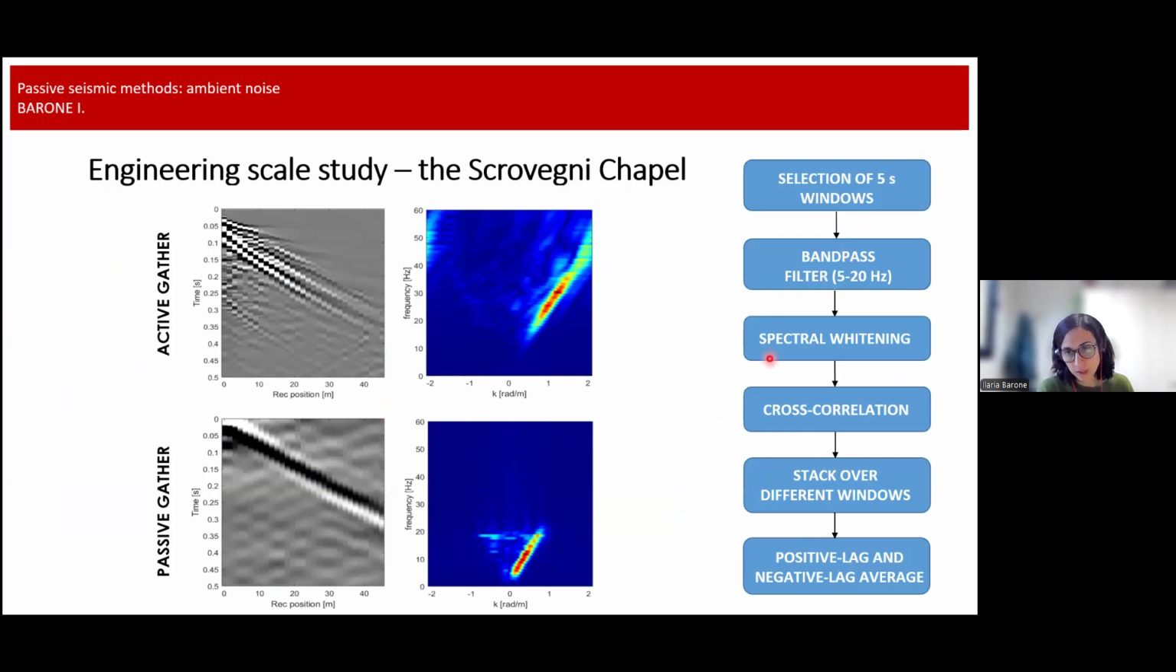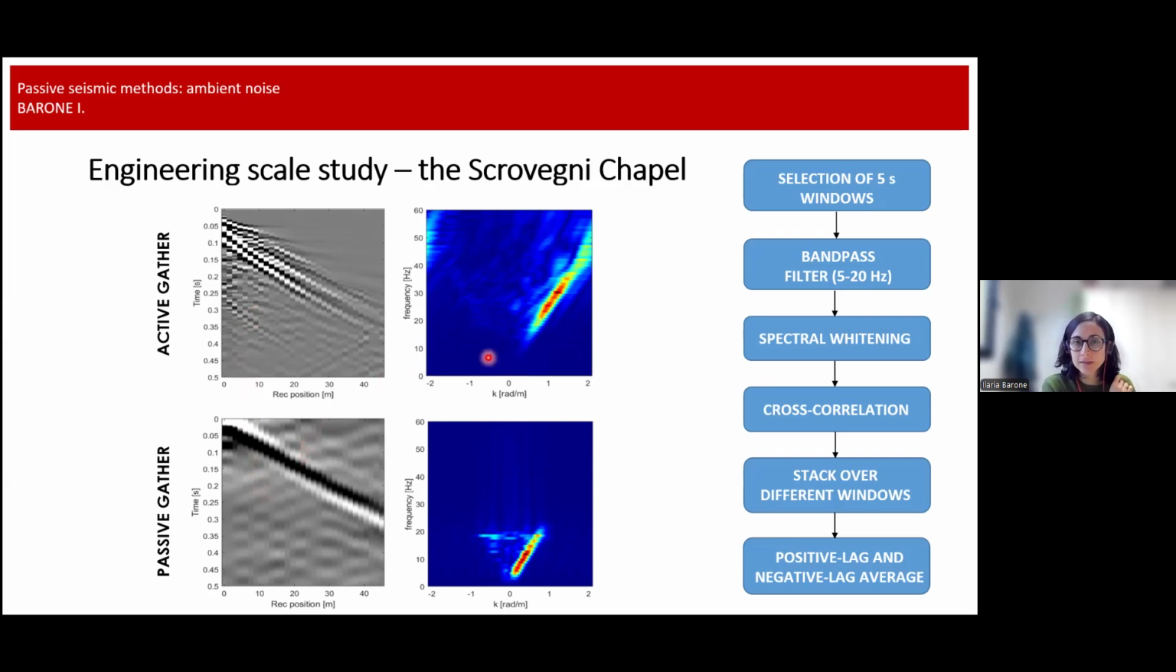This is the processing workflow that we have applied, very similar to the previous one, but now the windows are of length 5 seconds. We apply the bandpass, spectral whitening, cross-correlation, stacking, and the average of positive and negative lags. And this is a comparison of an active shot gather with a passive shot gather, more or less in the same location.